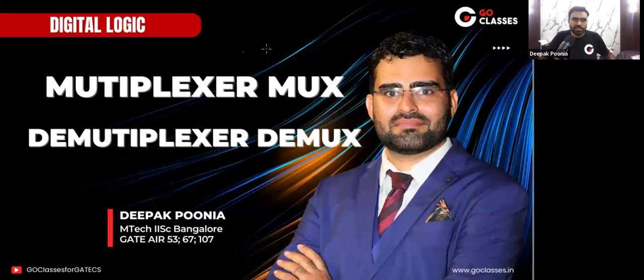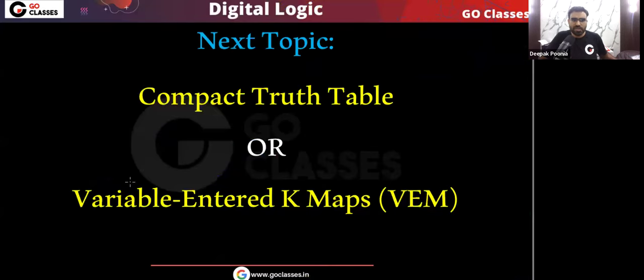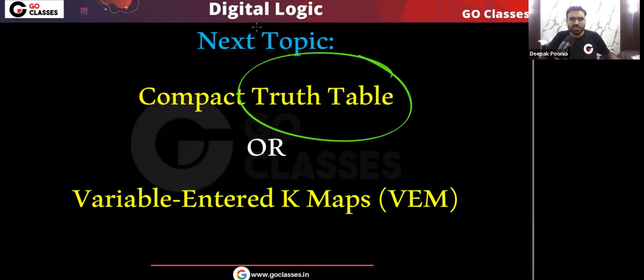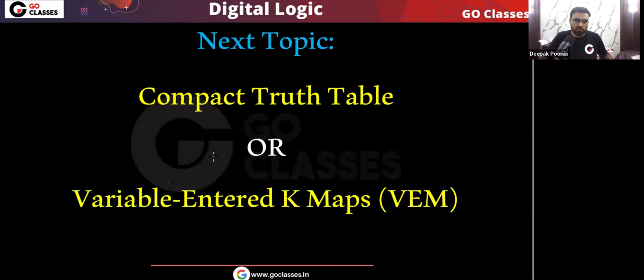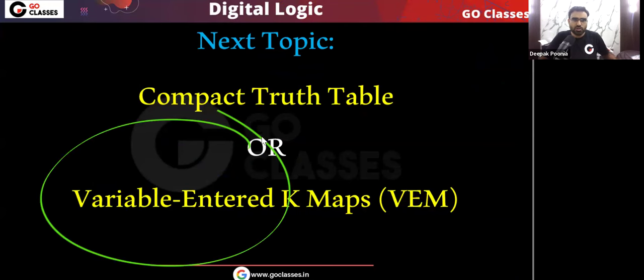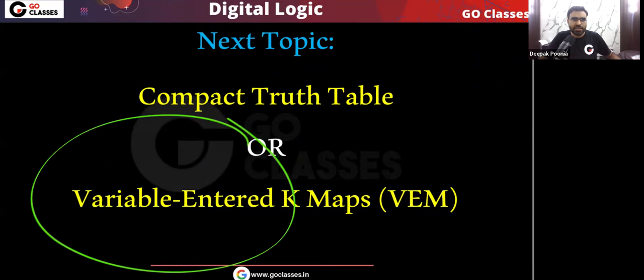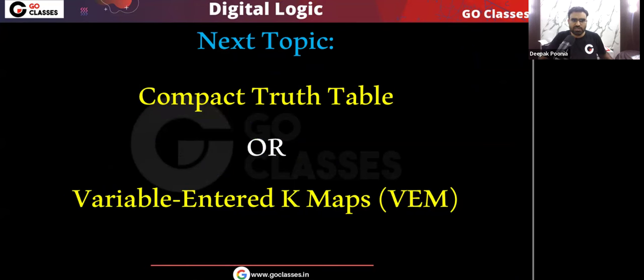In this lecture, we will study multiplexer and demultiplexer. The first topic that we will study is the compact truth table, or variable entered K-maps. We have already seen what a truth table is. Now let's see what a compact truth table is, or variable entered truth table, or variable entered K-map. This is what we will study now.